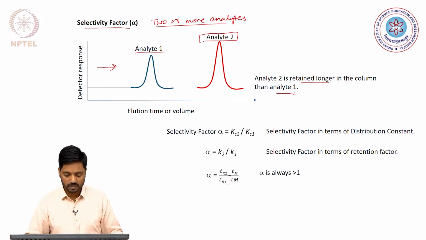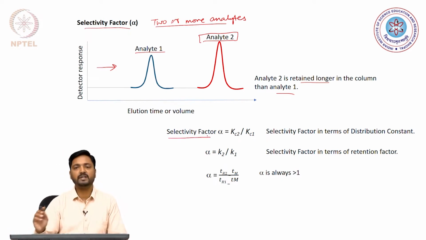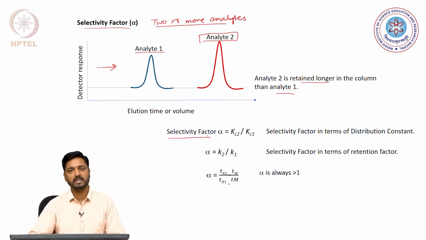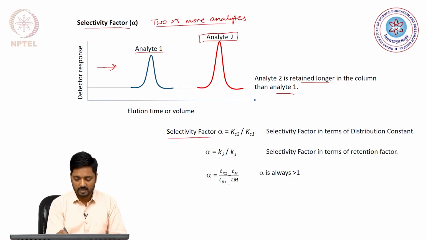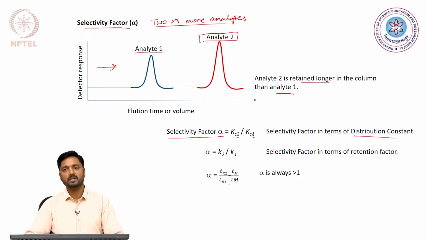So, based on this information, we can describe something called a selectivity factor, which is denoted by the symbol alpha, and that is nothing but the ratio of the distribution constants of analyte 2 and analyte 1. This is denoted here in the equation as Kc2 divided by Kc1.